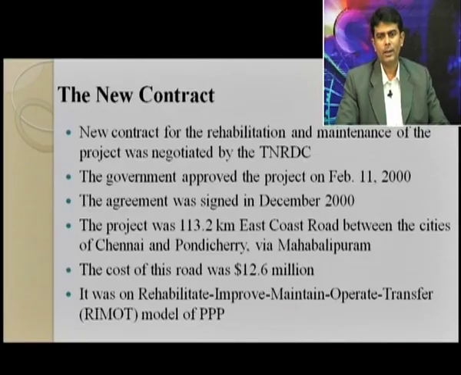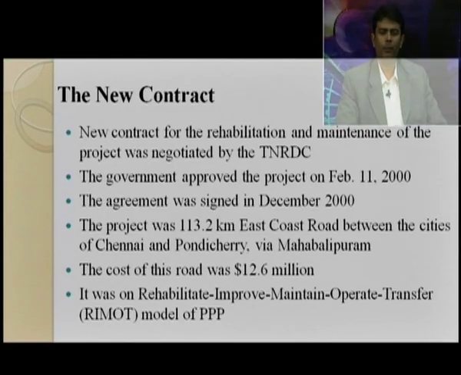The agreement was signed in December 2000. The project was the 113.2 kilometer East Coast Road between the cities of Chennai and Pondicherry via Mahabalipuram. The cost of this road was 12.6 million. It was on the rehabilitate, improve, maintain, operate, transfer model of PPP.